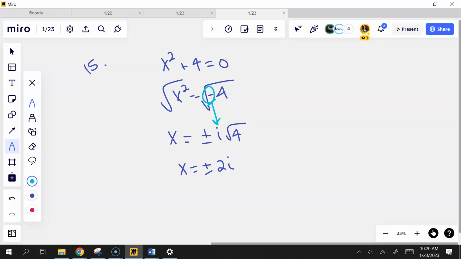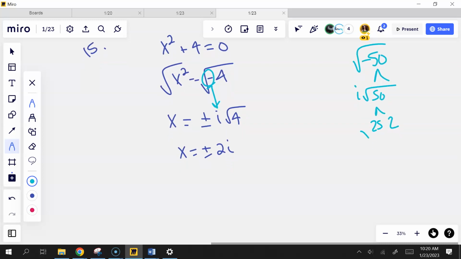What did you say, Charlie, that was relevant? It goes in front of every radical but behind numbers, like whole numbers. So that's why the i is behind it too. If it was something like this, where it broke down, I'd have i root 50. I could do 25 and 2, right? Square root of 25 is 5, so now the i would go behind the 5 but in front of the radical.